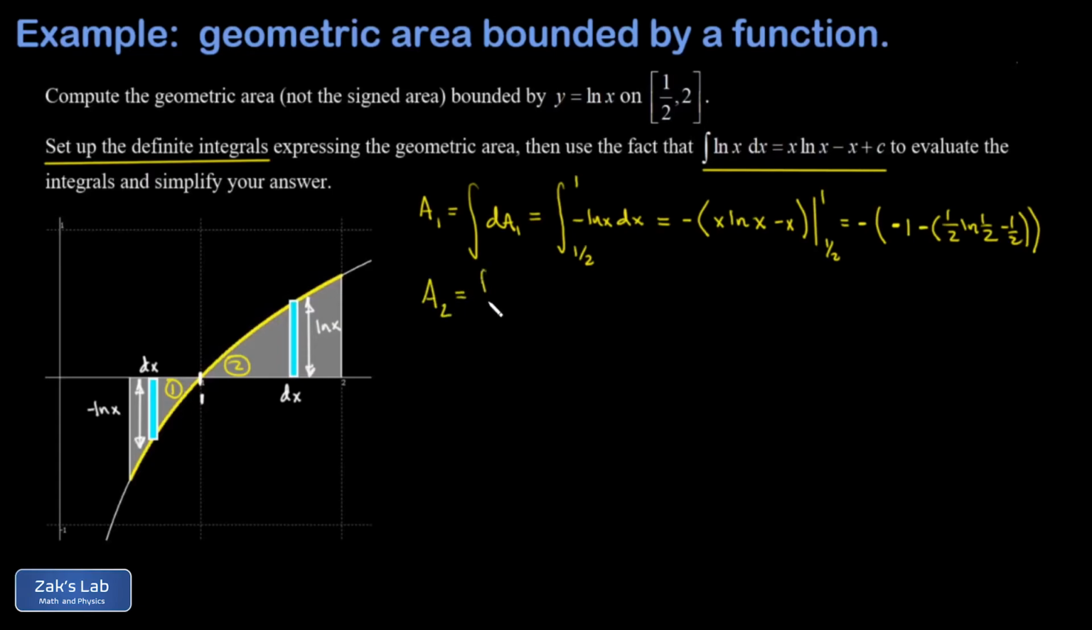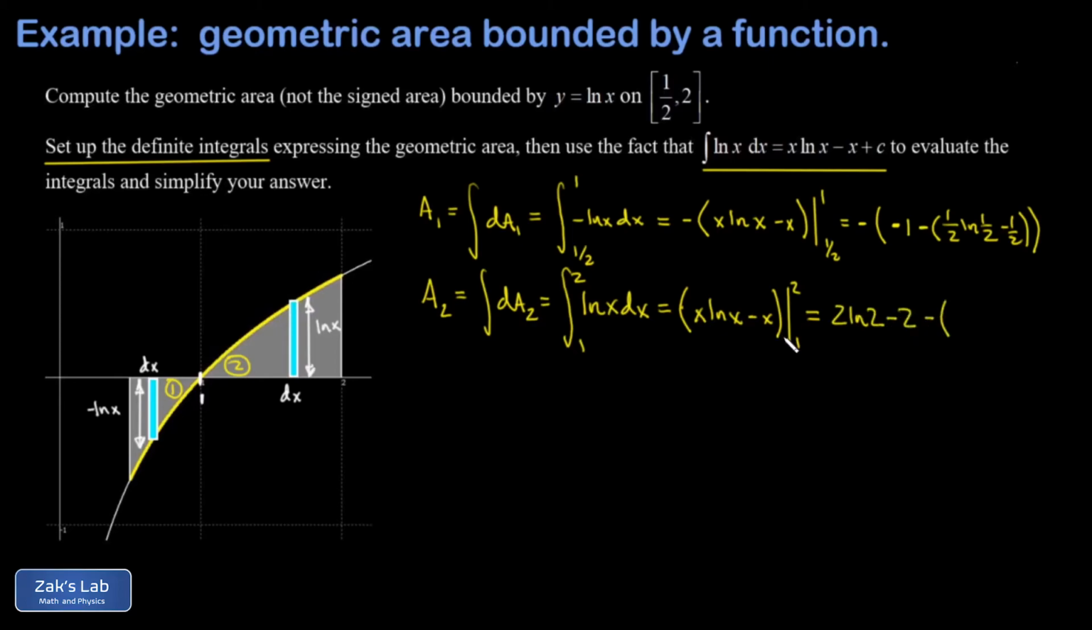That's the sum of all the area contributions to that second region. All those little rectangles, those are dA2s. And the area of each of those rectangles is the natural log x dx. And I'm going to add up all those areas as x goes from 1 to 2. I use the antiderivative formula for the natural log, x natural log x minus x, and I evaluate as x goes from 1 to 2. When I plug in the upper limit here, I get 2 natural log 2 minus 2.